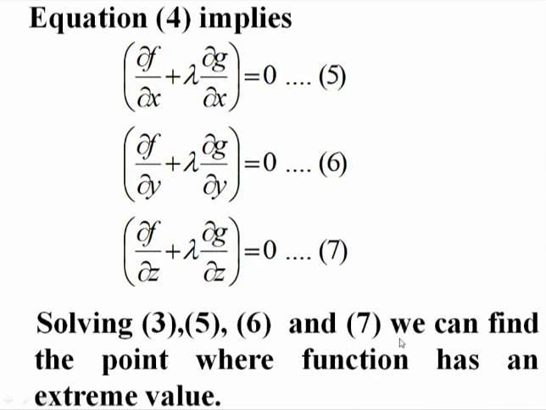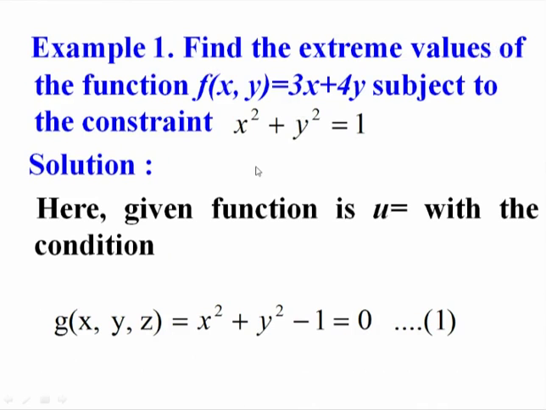we can find the value of x, y, z, and it will be either a maximum value or a minimum value, because we have taken lambda in such a way that the function will have an extreme value. That is to be determined by comparing the value of the function at different points. So let us take one example.